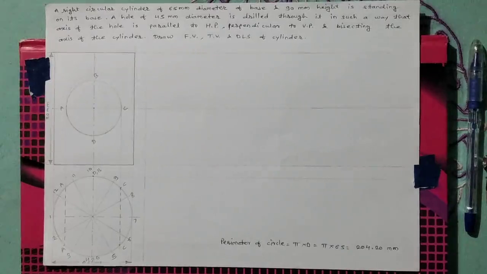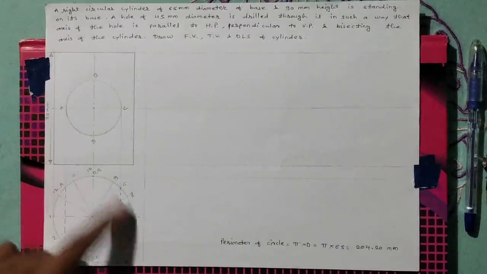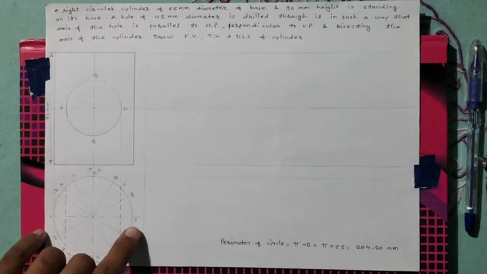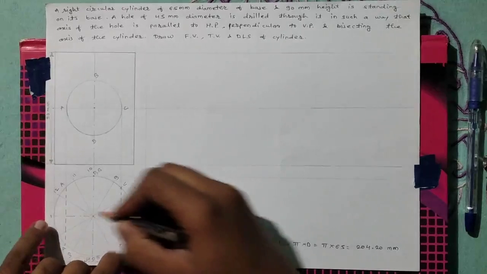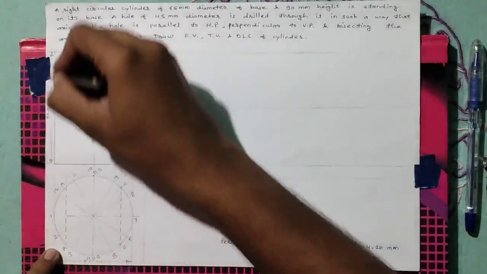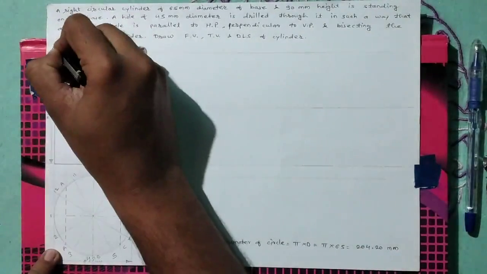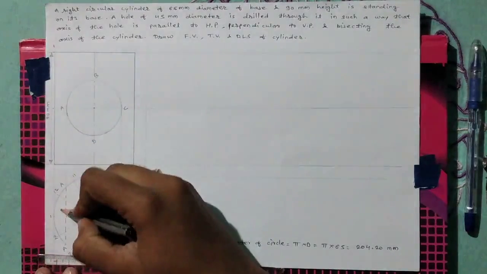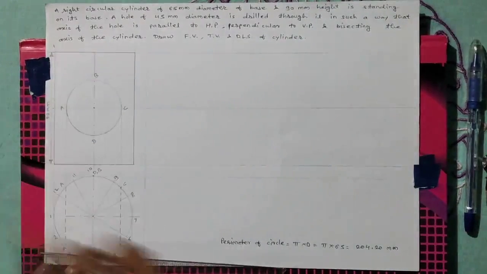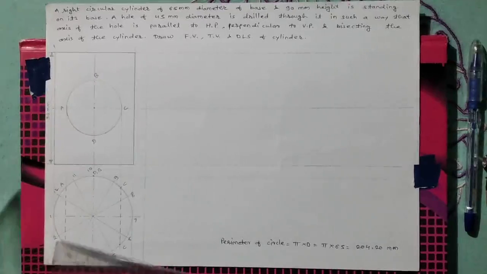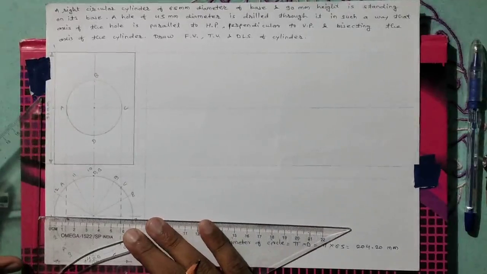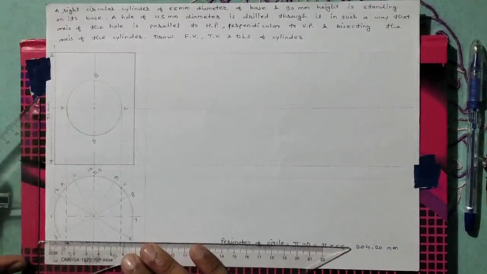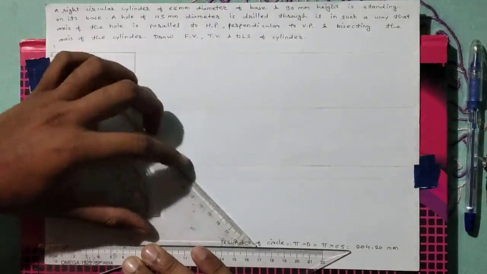After dividing this circle, we have to take all these points in the front view. The point 1 will be on this line. This is the projection of point 1. After that we take the projection of points 2 and 12, because a single line passes through both these points, 2 and 12.